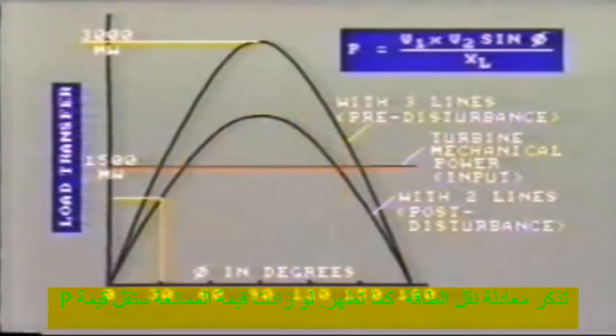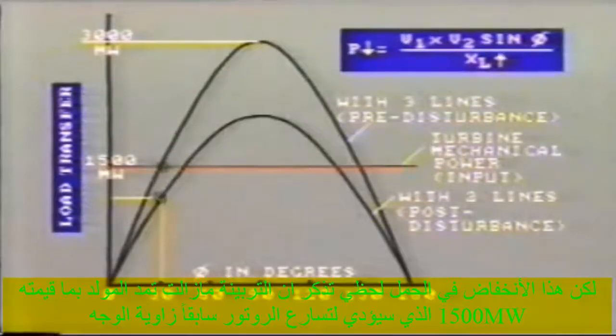Now, a disturbance causes one of the transmission lines to trip out. The total impedance of the transmission circuit has increased. Therefore, at this instant, the power transfer across the line decreases like this. Remember the equation for power transfer: V1 times V2 times the sine of the power angle, divided by reactance. If the reactance increases, the power transfer must decrease. But this reduction in load is only momentary.